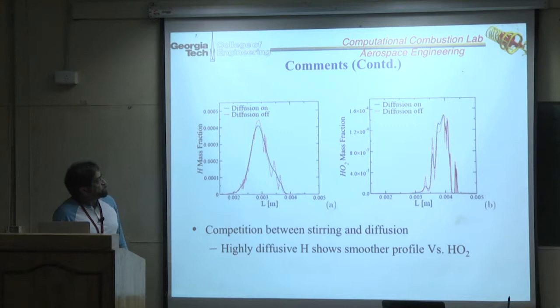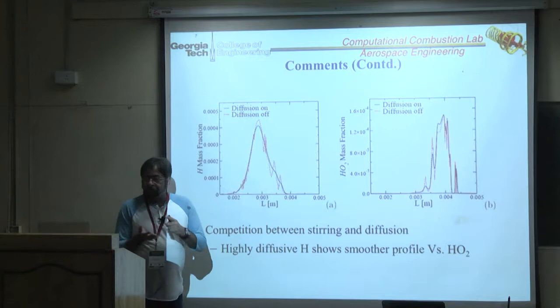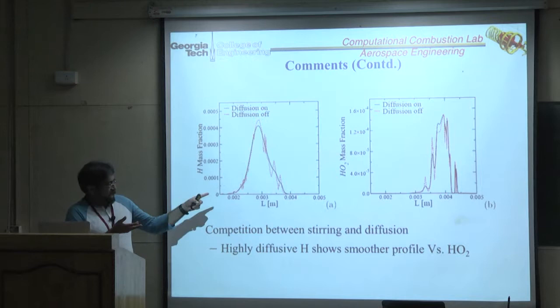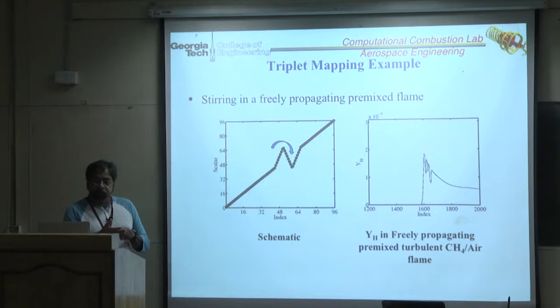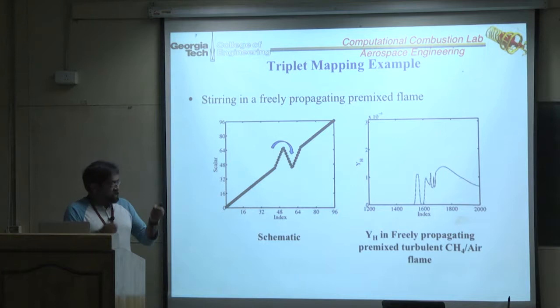Now the other point was that this stirring process that I mentioned does not happen all by itself, because that's only the turbulence part. The subgrid model has 3 pieces, right? It has molecular mixing, molecular diffusion, and turbulent mixing. This was turbulent mixing only. But it also has diffusion, and then you have reactions. So these 3 are time features that are competing with each other.